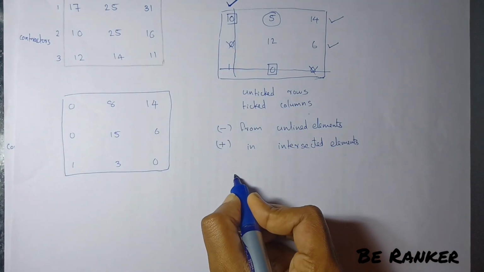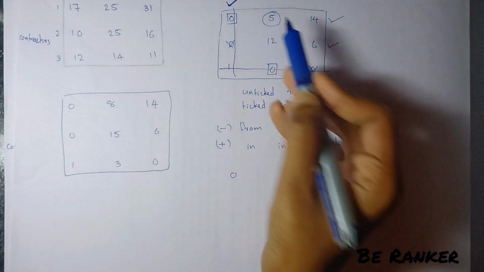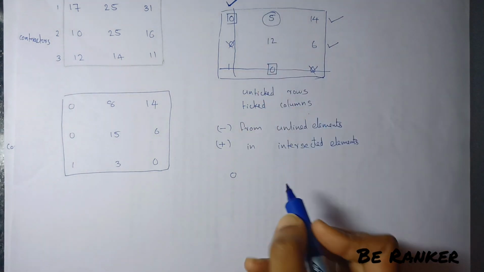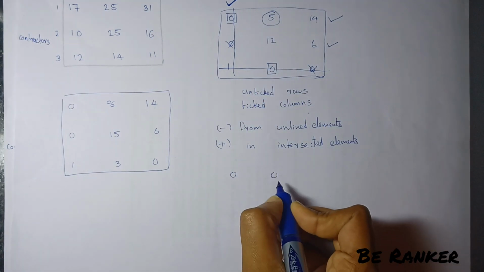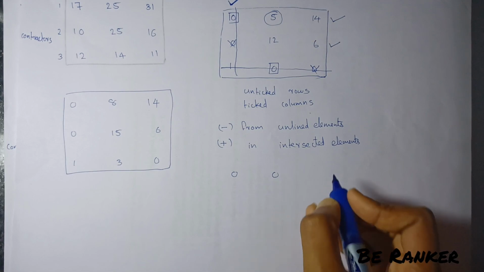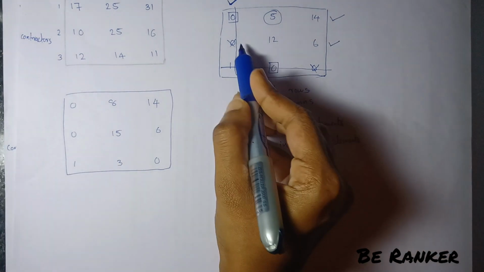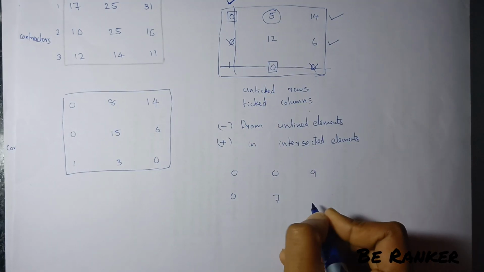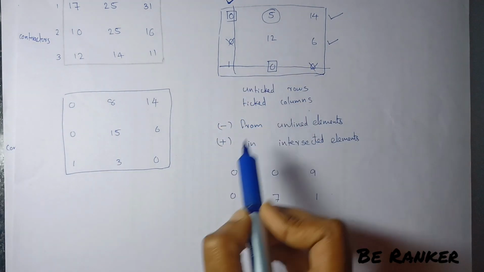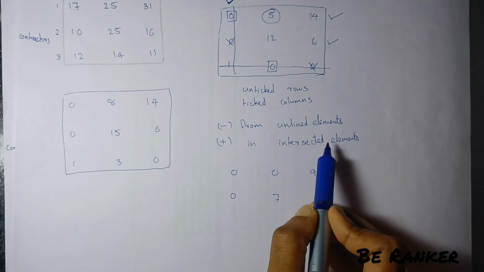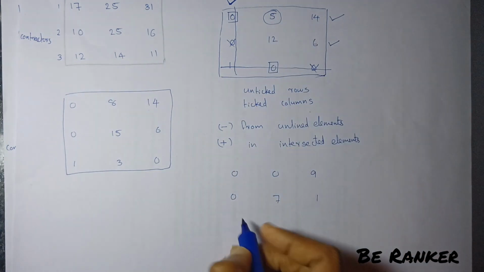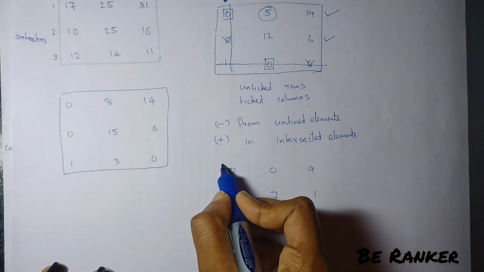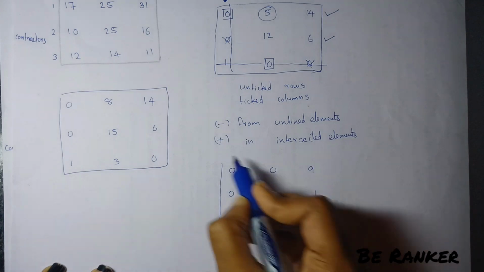This 0 has no change, so I write 0 here. Then 5 minus 5 from the unlined elements is 0. Then 14 minus 5 is 9. Here the 0 has no change. Then 12 minus 5 is 7, and 6 minus 5 is 1. Then we add 5 to the intersected element, so 5 plus 1 is equal to 6. These zeros have no change. So this is the new matrix we got.